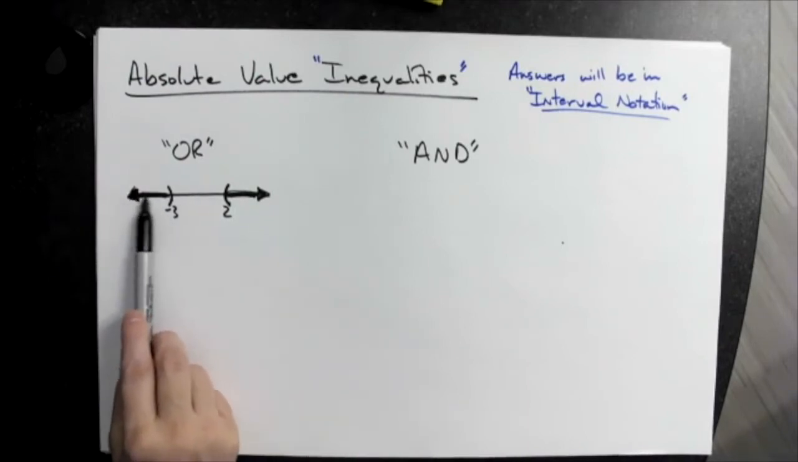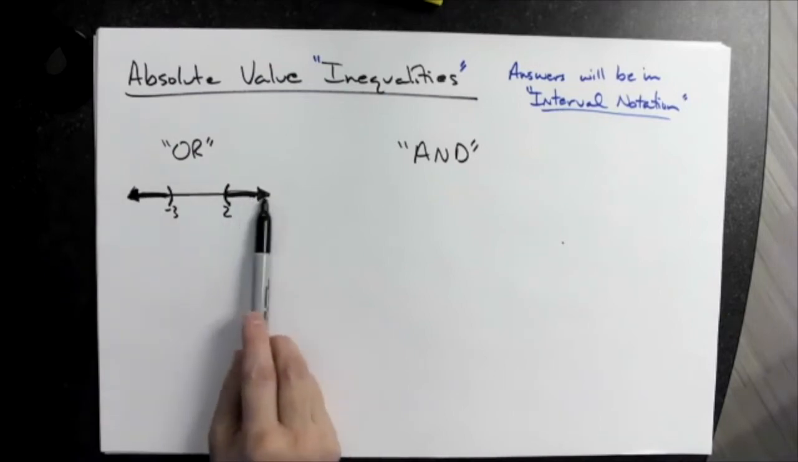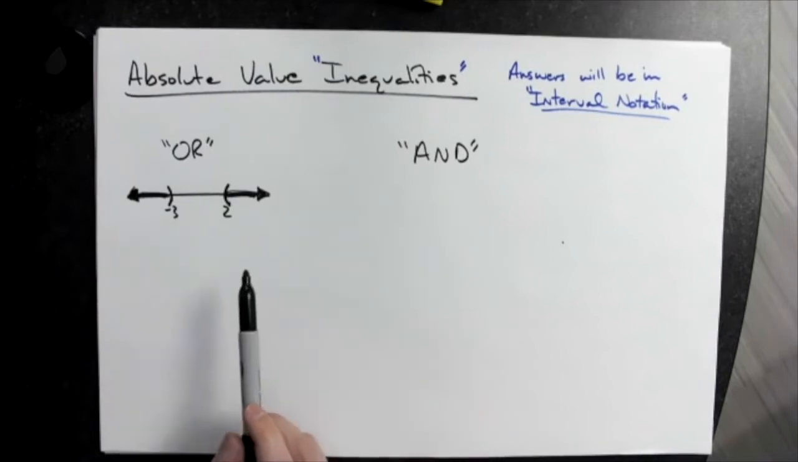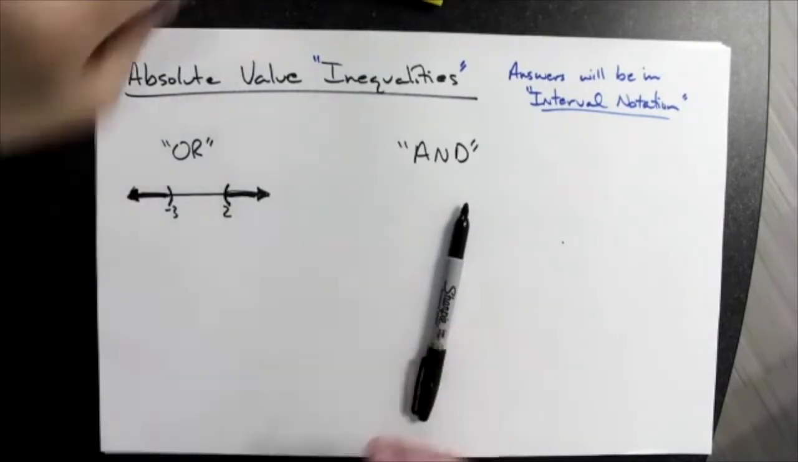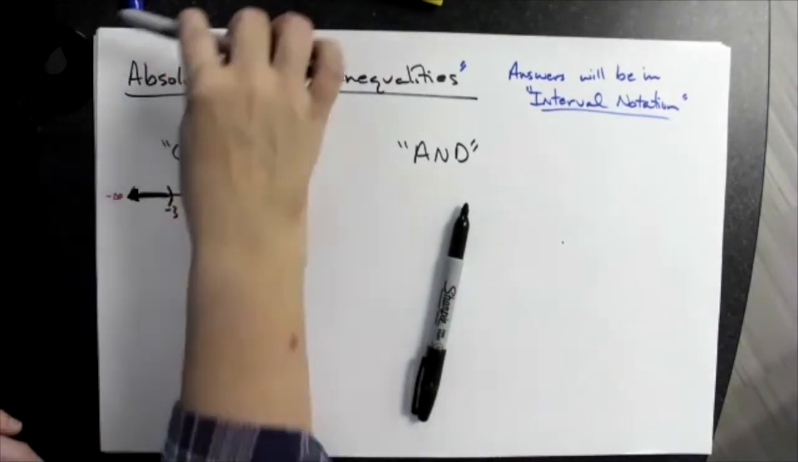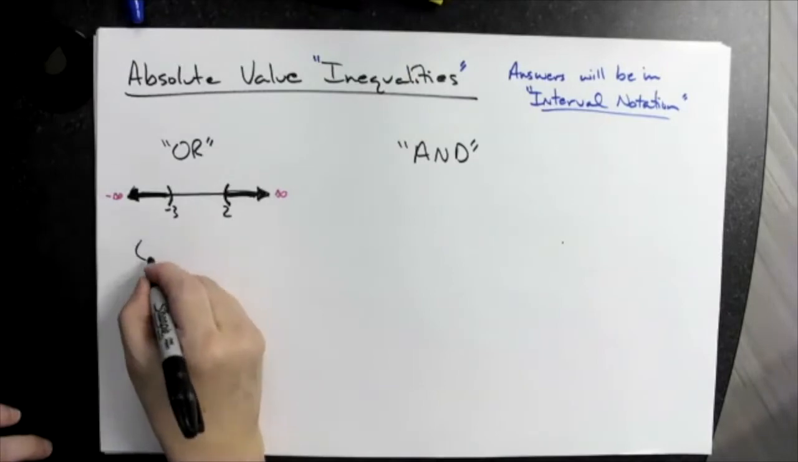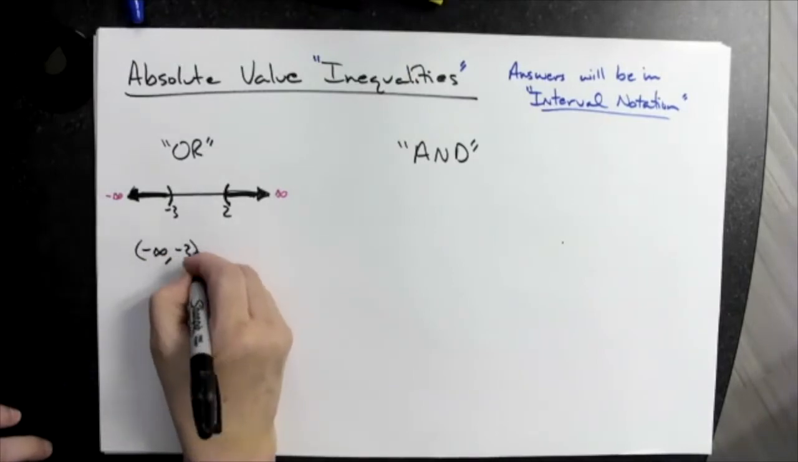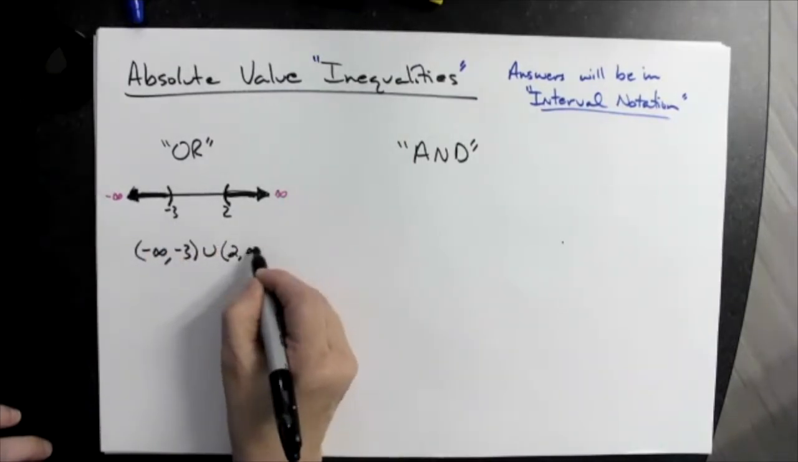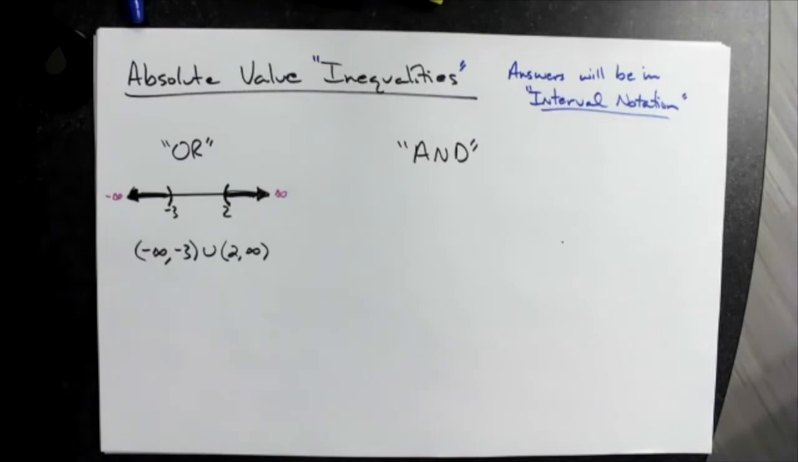All of my answers are either going to come from the numbers that are over here, or they're going to come from the numbers that are over here. If I were to write this in interval notation, we have negative infinity down here and positive infinity up there. We've done this quite a bit. So this would be negative infinity up to -3. We would skip over the numbers in the middle, and we would go 2 to infinity. So that's what your number line looks like when you have an "or" absolute value inequality, and what the interval notation looks like.